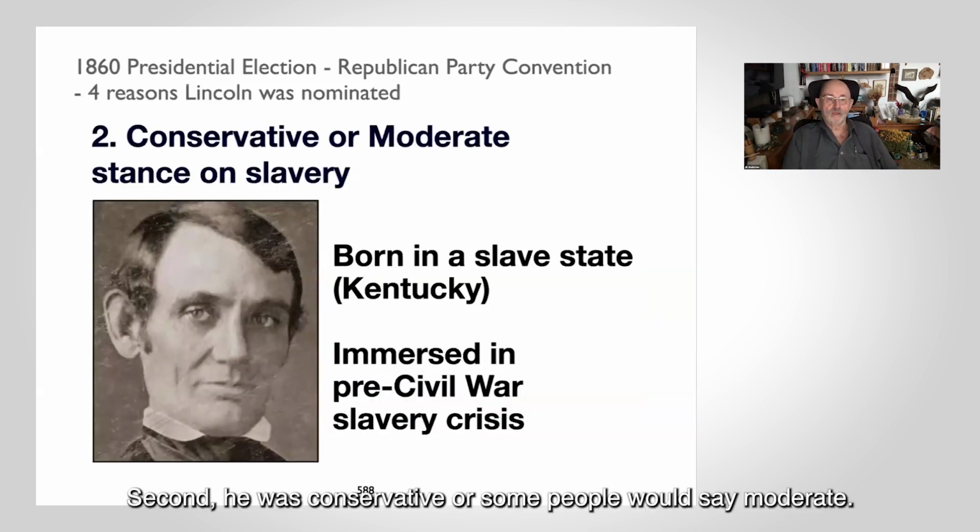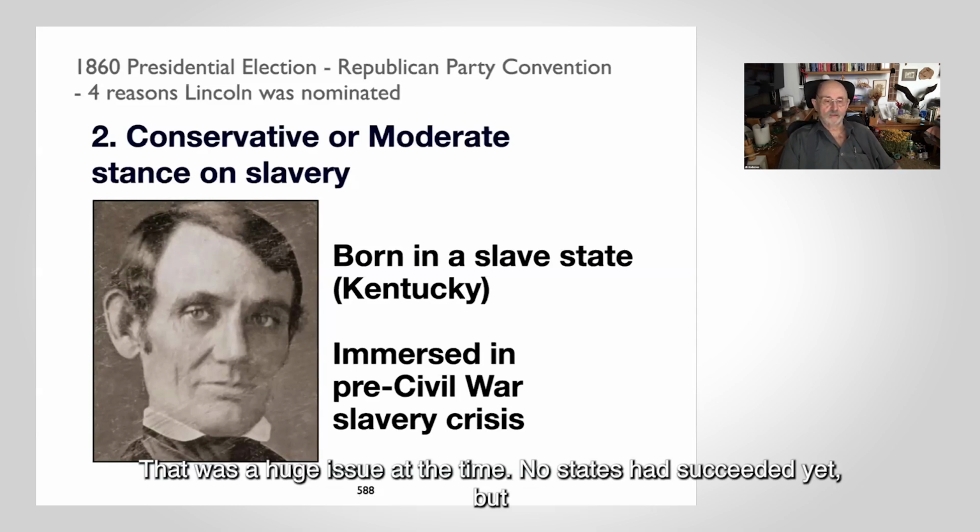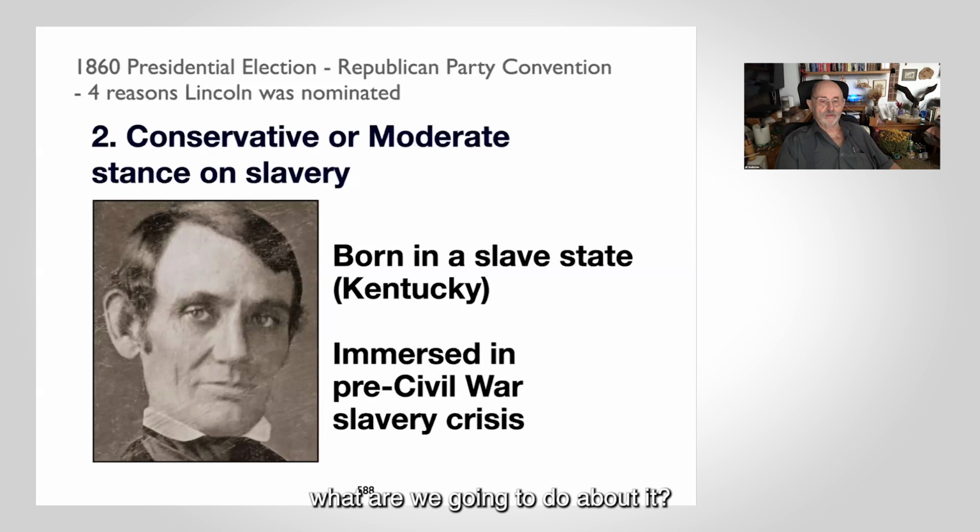Second, he was conservative, or some people would say moderate, on slavery. Lincoln was born in the slave state of Kentucky. That made him look good to slave states. His moderation on slavery made him look good to slave states. The pre-Civil War slavery crisis was a huge issue at the time. No states had seceded yet, but what are we going to do about it?